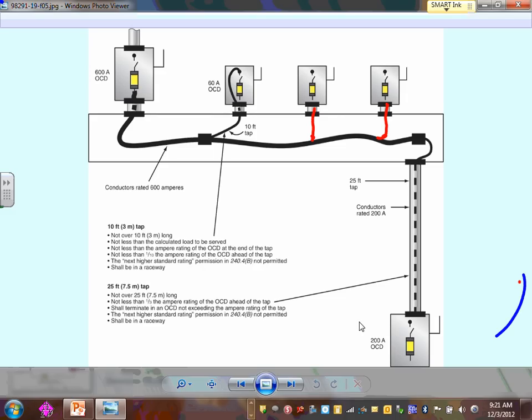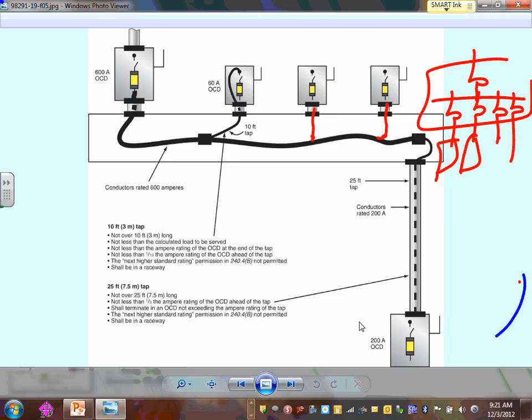I can solve this problem by having a main panel. Right? Take this. Here's my main. And then here's 1, 2, 3, 4. Here's my main panel. And the rest is down here. Right? That's what you guys did with Chad. That's what the engineers would do.